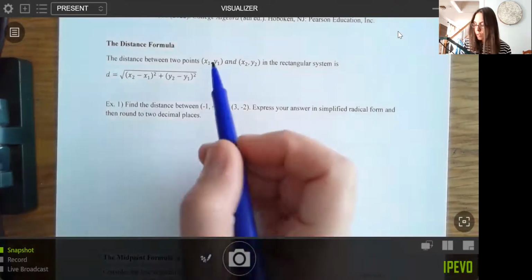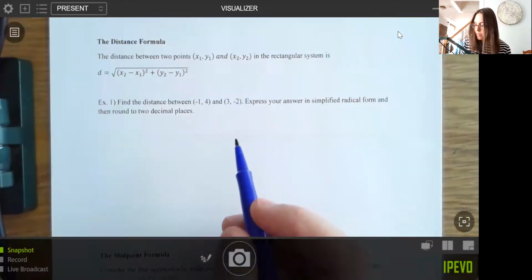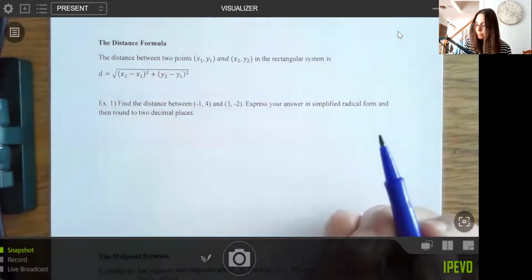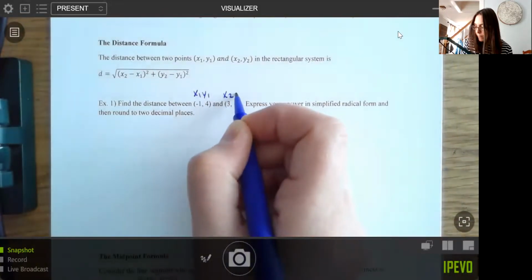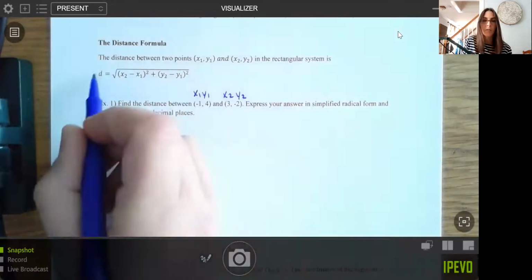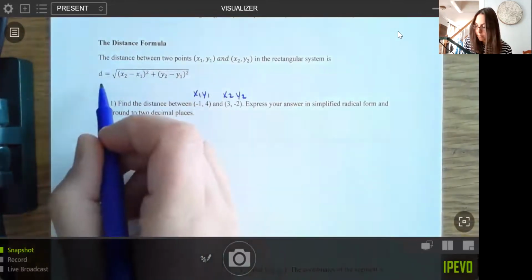And we apply it between 2 points. So here's my first point, here's my second point. It doesn't matter which point you call point 1 or point 2, so you can just pick one. And we just plug it into our formula. D stands for distance here.